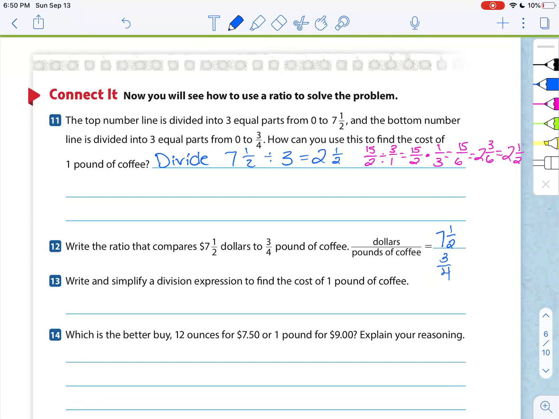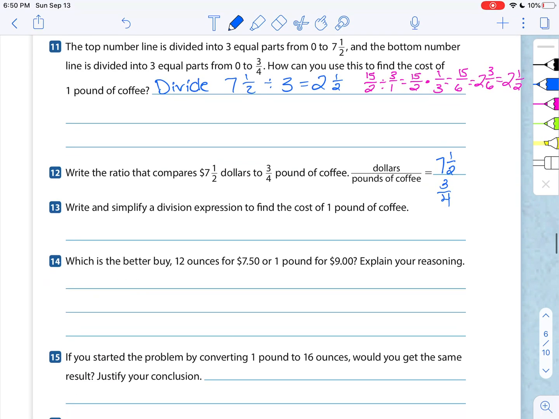So what number 13 wants us to do, it wants us to write and simplify a division expression to find the cost of 1 pound of coffee. So it wants you to take this complex fraction from number 12 and actually divide it out, similar to what I showed you in number 11 in my pink pen. So pause the video and see if you can write and simplify a division expression to help you find the cost of 1 pound of coffee.